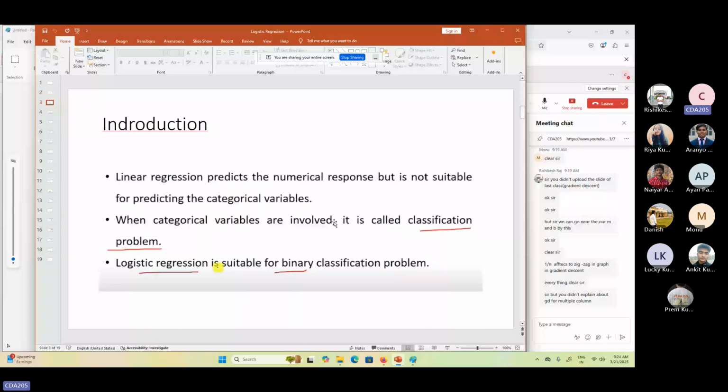So linear regression predicts the numerical response but is not suitable for predicting the categorical variables. Okay, so when we talk about the linear regression, it is okay with the continuous value. Numeric response means what? Continuous. But it is very difficult to predict for the discrete value. Okay, so when the discrete value will come, means that we are discussing about the classification problem.